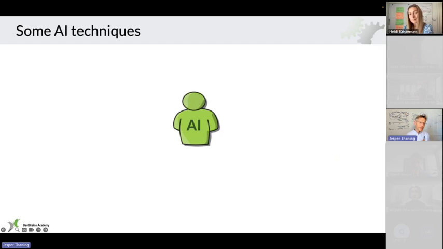So just a brief explanation of some of the AI techniques we're going to talk about today. We have some custom AIs where we put a role to an AI assistant that could be a powerful tool to use when we also build our prompts.